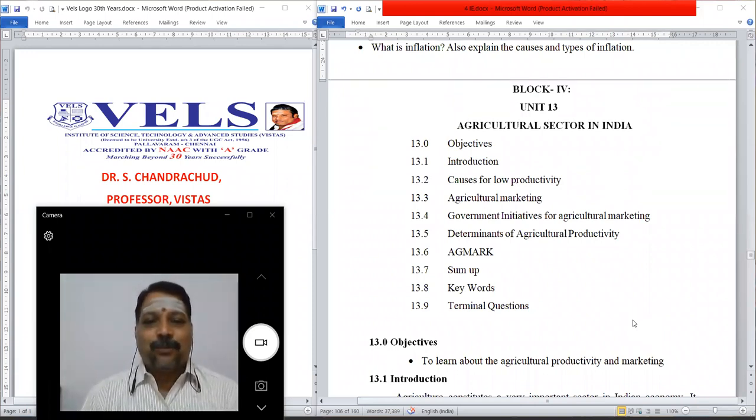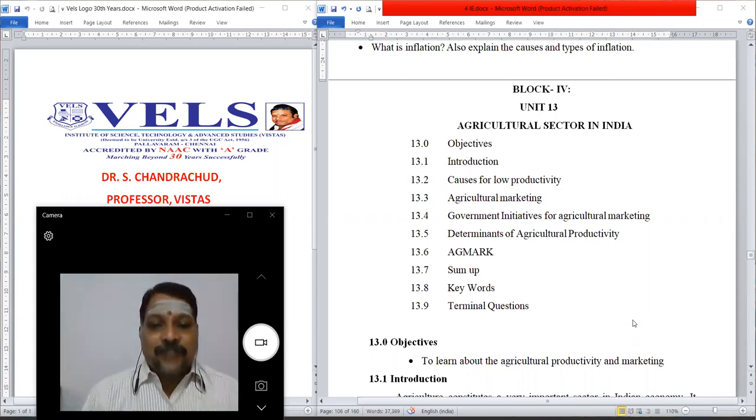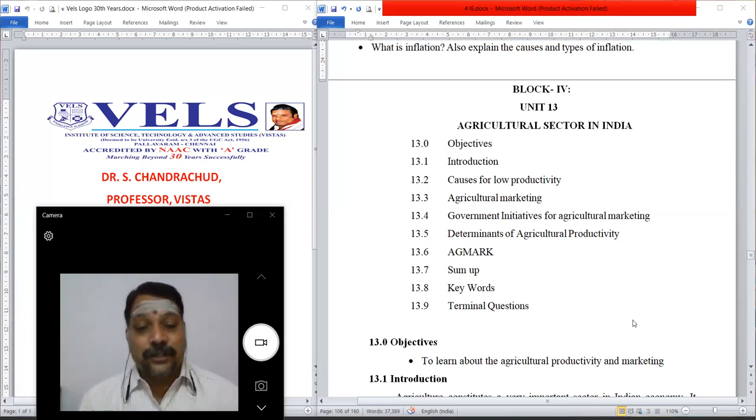Today's class is Block 4, Unit 13. The topic is Agriculture sector in India. In this particular unit, we are going to discuss the causes of low productivity and agriculture marketing, some government initiatives relating to agriculture marketing, and the determinants of agriculture productivity, and one application called AGMARK, how it is implemented. These are all the topics that we are going to cover in Unit 13.